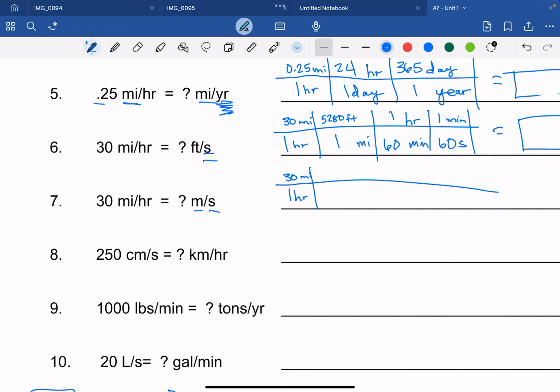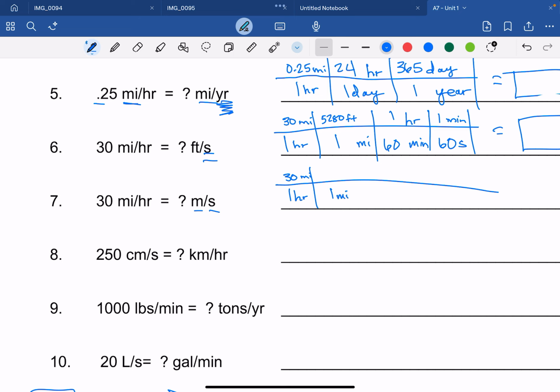Over 1 hour. And we want to get to meters and seconds. So get miles to meters. Well, meters is metric, miles is not. So we're going to have to get to that bridge number, that 1 inch is 2.54 centimeters. So we want to get down to an inch.